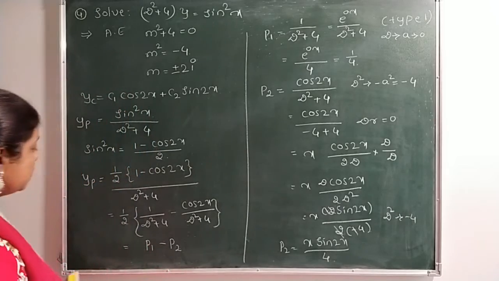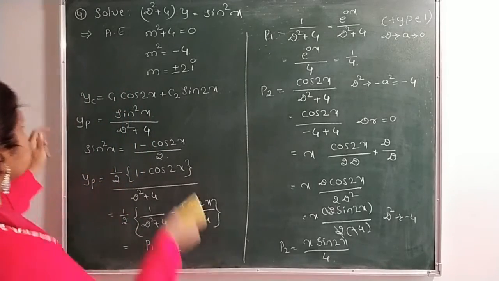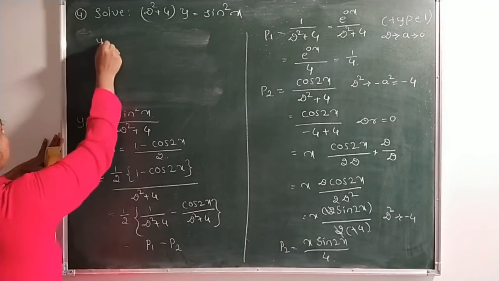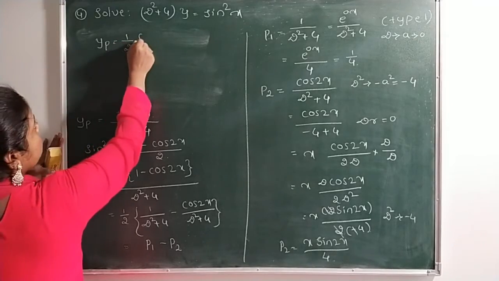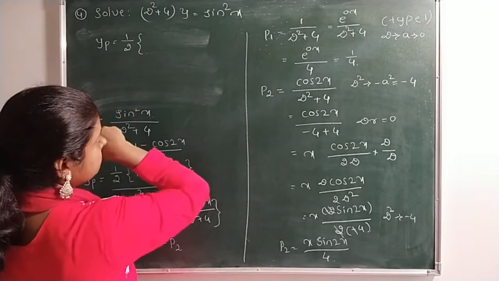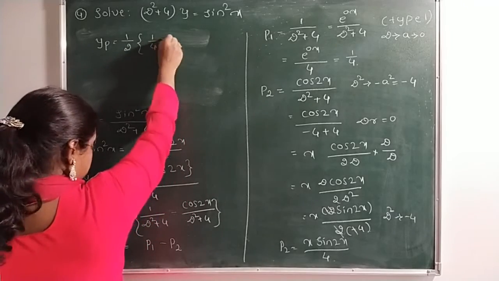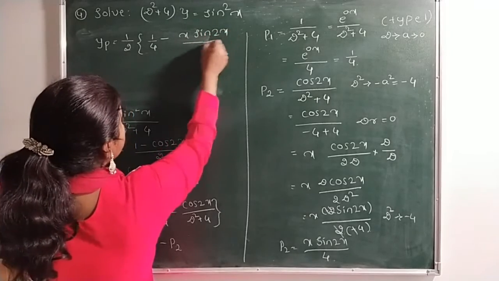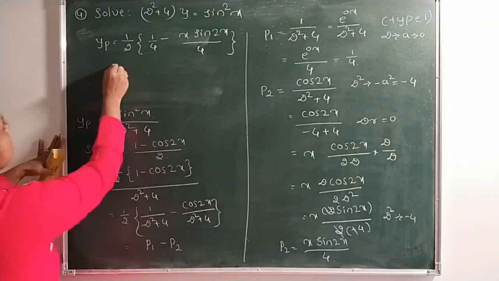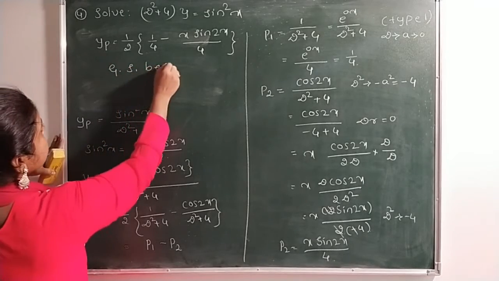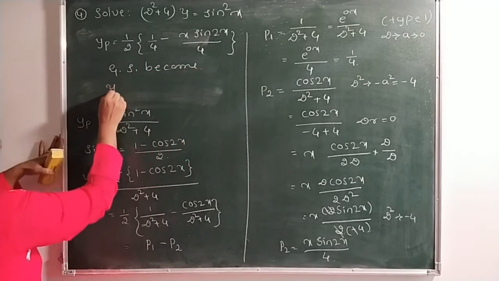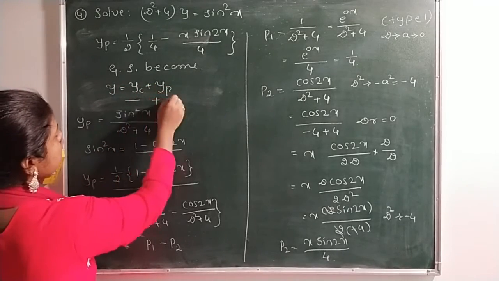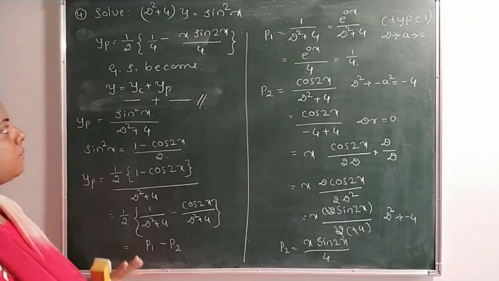After getting P2, this P1 minus P2 you have to substitute in YP. YP is equal to 1 by 2, P1 is 1 by 4 minus P2, which is x sin 2x divided by 4. The general solution becomes y is equal to yc plus yp. Write the yc term plus the yp term, then only it will complete the solution.